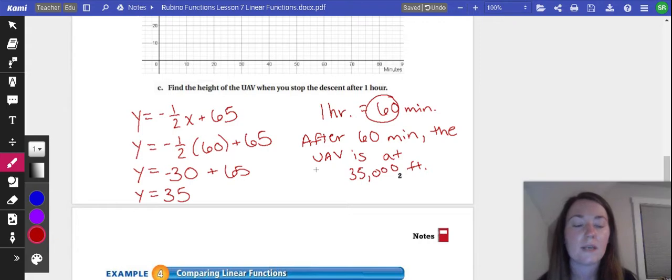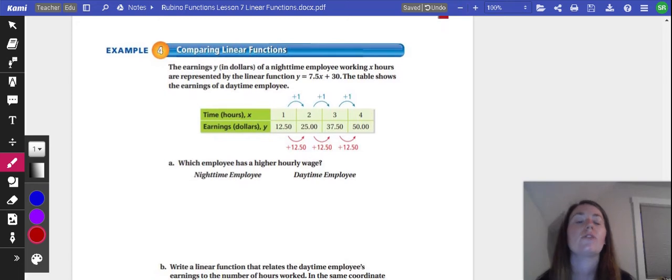We have one more example here, and this is an example where we are actually going to be comparing two different linear functions that are given to us in two different formats. So you'll see in this problem, we have a table to represent one linear function, and we have an equation to represent the other linear function. And we're going to figure out how can we compare these two things that are written in different formats. So it says the earnings Y in dollars of a nighttime employee working X hours are represented by the linear function y equals 7.5x plus 30. The table shows the earnings of a daytime employee.